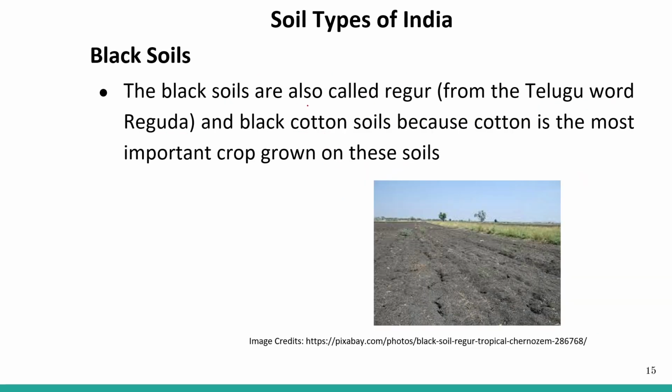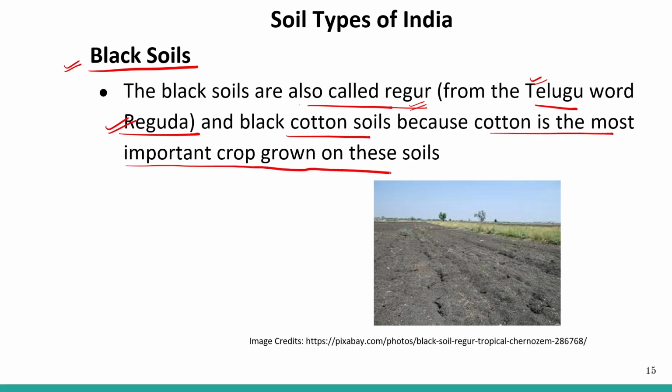Now the second type of soil is called black soil. The black soils are also called regur, from the Telugu word reguda. This Telugu word regur means black soil. It is also called black cotton soil because cotton is the most important crop grown in this soil. It is so important for the growth of cotton that the soil is called black cotton soil.